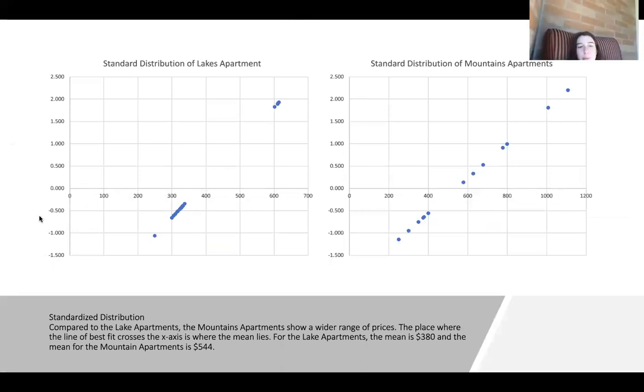So the standardized distribution here is listed for both the lake apartments and the mountain apartments. And we can see that compared to the lake apartments, the mountains show a wider range of prices. And the place where the line of best fit would cross the x-axis is where the mean would lie. So for the lake apartments, this mean would be $380. And for the mountain apartments, it'd be $544. This shows that the lake apartments might be better suited for a more affordable option than the mountain apartments would be.